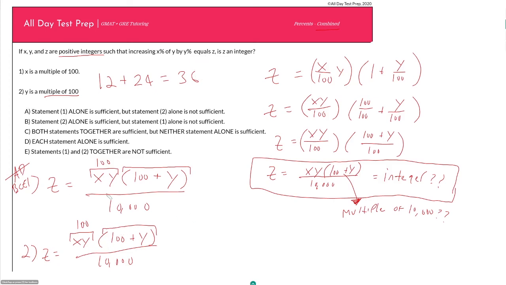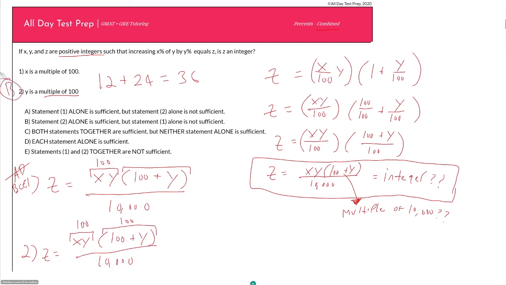And so statement 2 is actually telling us we not only have 100 here, but we're also going to have another 100 from this term here, which means between our two terms in our numerator, we are going to have a 10,000. Because we're going to have 100 here times another 100 here, and 100 times 100 is 10,000. And so even though we don't know anything about x, we only need to know something about y in this case.